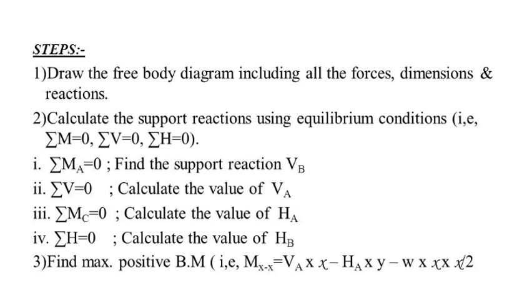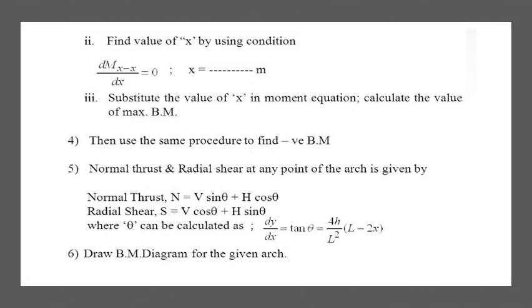If the arch is subjected to horizontal forces, then the reactions at both the spring levels will be different. So by substituting sigma H is equal to 0, we can find out HA and HB. Then the internal forces: bending moment at the given section, normal thrust and the radial shear. If asked, you have to draw the bending moment diagram also.